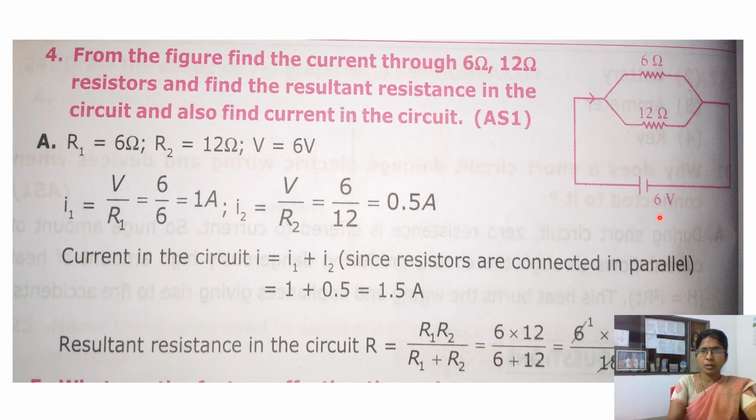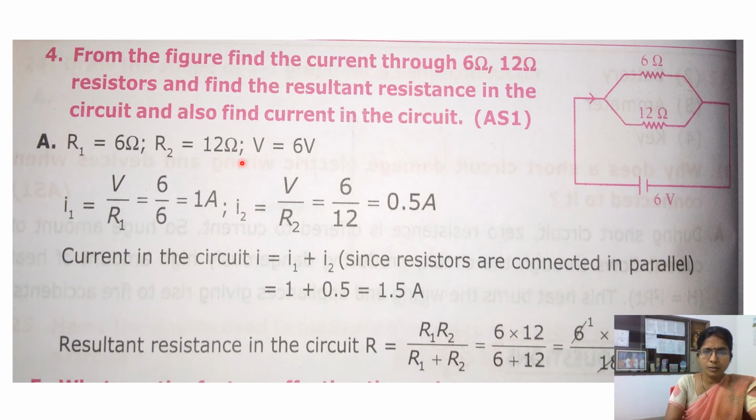So here, what are the given values? R1 is equal to 6 ohms, R2 is equal to 12 ohms, and the potential difference or the voltage is 6 volts. Now what you have to find out is the resultant resistance in the circuit. So the equivalent resistance you have to find out. Since they are in parallel combination, you have to find the equivalent resistance of them, and you have to find out the current in the circuit.